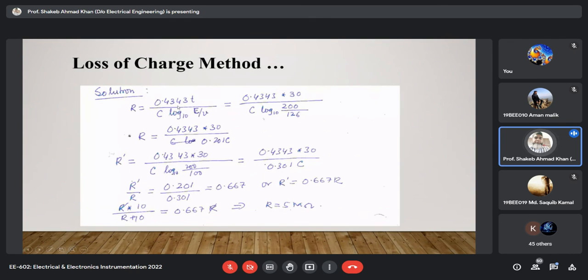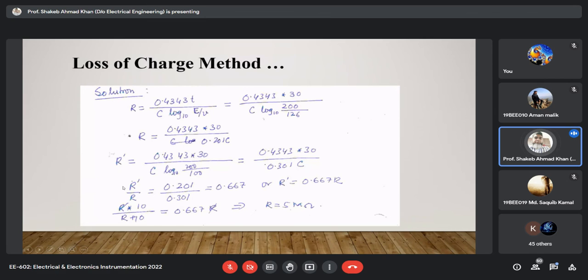Here you can see R is equal to, we are taking the first case, and then we are getting, because here you see the capacitance value is not given, and then this is R dash, the situation when you are connecting a 10 mega ohm resistance across the insulation. Here you are getting 200 divisions, and this 100 division is the deflection after 30 seconds. Here deflection is 126 divisions. So we got this R in terms of C and R dash in terms of C.